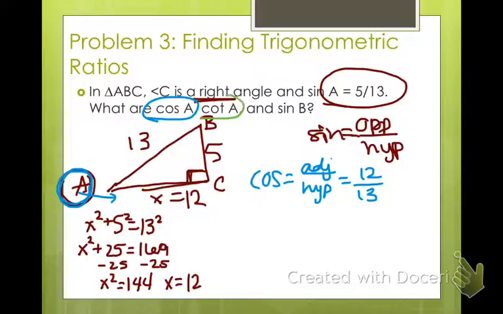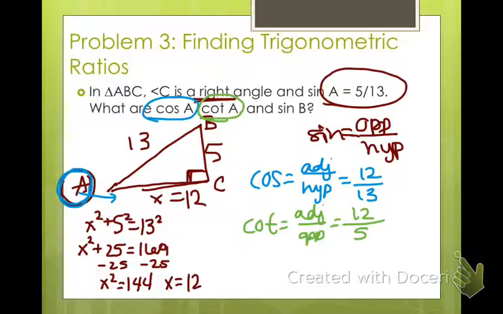Cotangent A is the reverse of tangent. So tangent is opposite over adjacent. So for cotangent, we're going to do adjacent over opposite. Adjacent is still 12. Our opposite is 5.